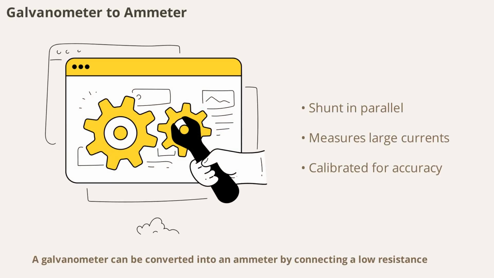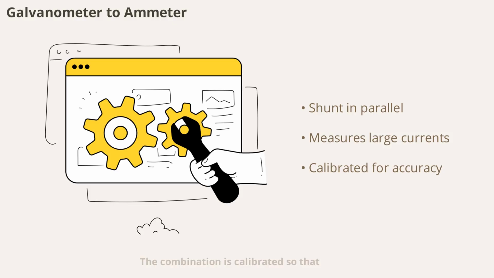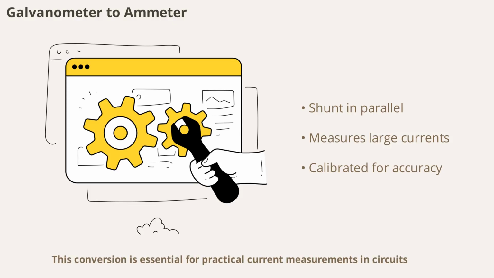A galvanometer can be converted into an ammeter by connecting a low resistance, called a shunt, in parallel with it. This allows most of the current to bypass the galvanometer, enabling it to measure large currents without damage. The combination is calibrated so that the deflection corresponds to the total current. This conversion is essential for practical current measurements in circuits.